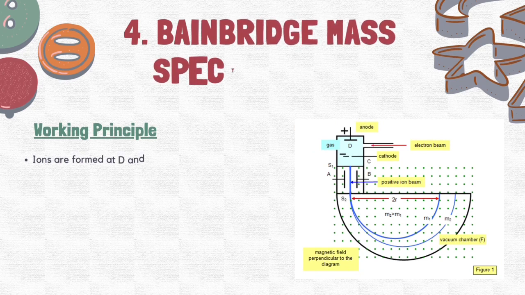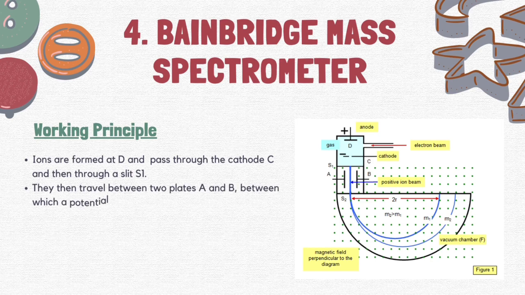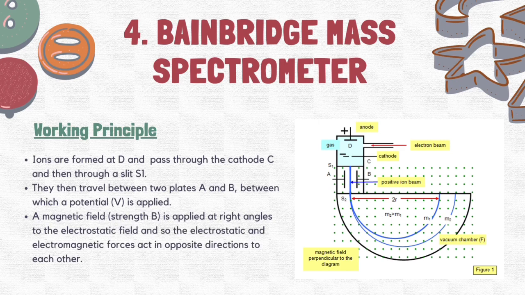Moving on to the next topic, we will be explaining the Bainbridge mass spectrometer. Before we delve deeper into this topic, we should know first what the function of a mass spectrometer is. Mass spectrometers can be used to identify unknown compounds via molecular weight determination, to quantify known compounds, and to determine structure and chemical properties of molecules.